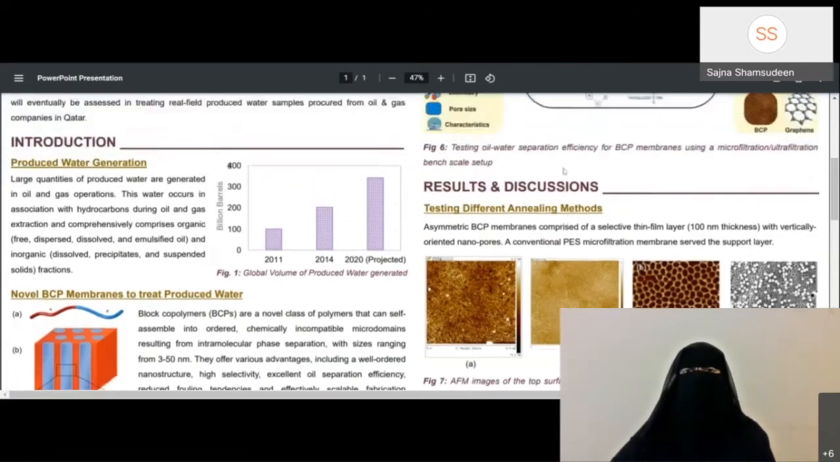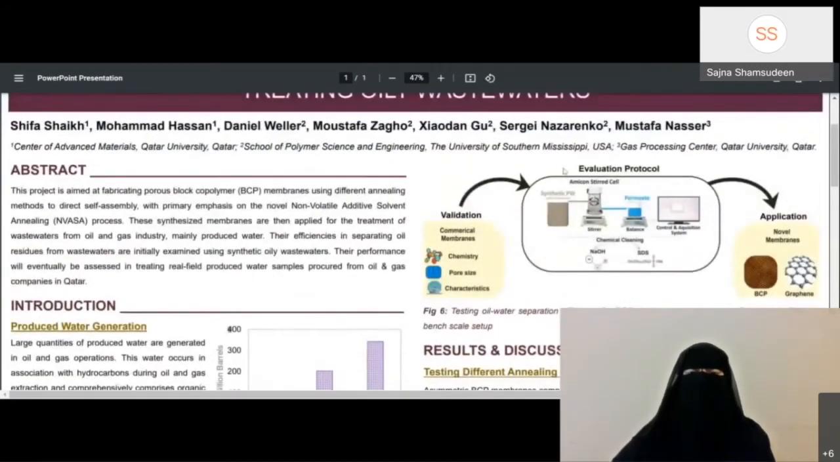Finally, filtration tests were performed for the membranes to test their oil separation efficiency using synthetic oil-water emulsions. A stirred filtration cell in a bench scale setup was applied for the purpose. The specific flux of the membrane was monitored, and the TOC rejection was measured for the permeate to determine the membrane performance.